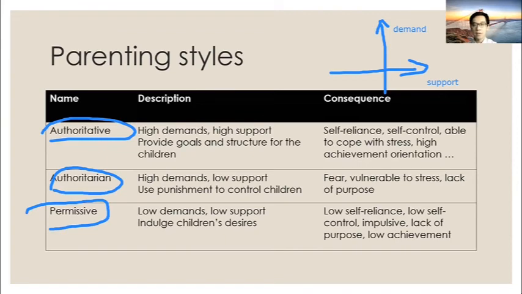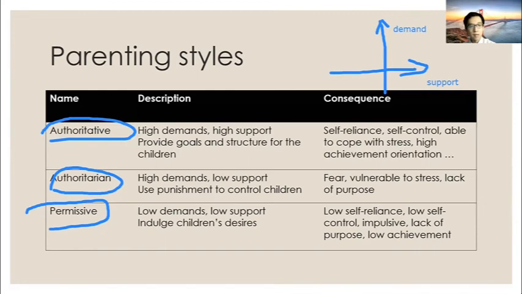So as a consequence, when children grow up with authoritative parenting style, they can rely on themselves. They have really high self-control because they're asked by their parents to do a lot of things. They can control themselves very well. They are able to cope with stress. And they have an orientation to gain achievement because when they grow up, they have the goals, they have the support to achieve the goals. So they can get pleasure from achieving the goals. They seek achievement. They want to have really a lot of achievements. That's the consequence of authoritative parenting.